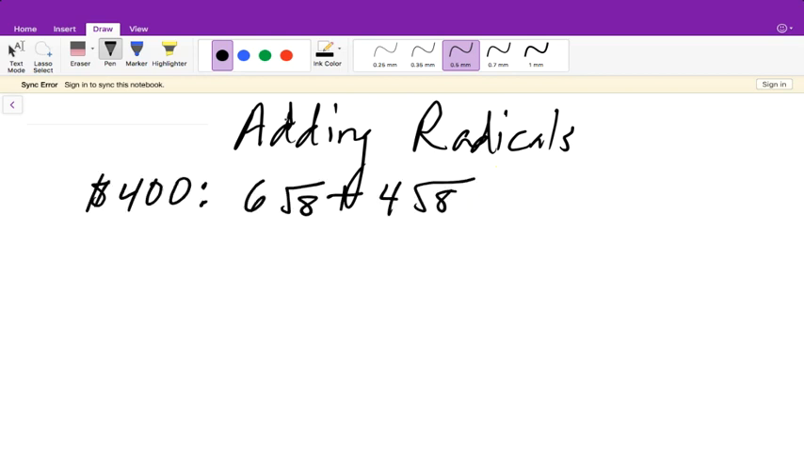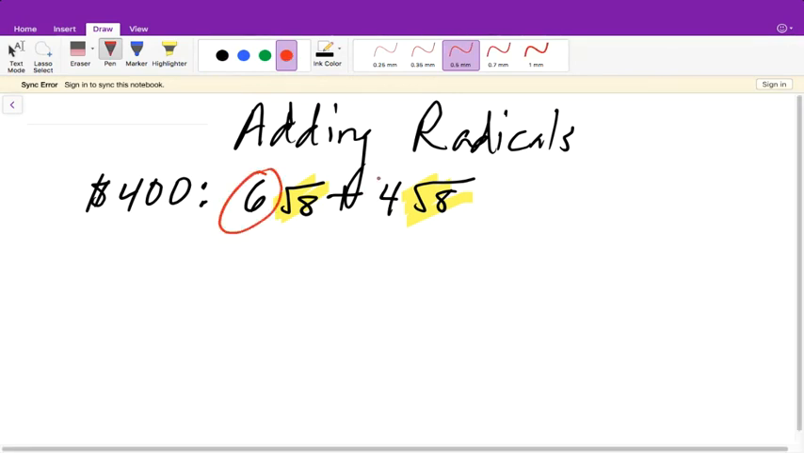All right, for this next one, we could look right away and say, oh, well, square root of 8 plus square root of 8, they are the exact same, so we can add the numbers out front. So 6 plus 4 will give me 10. However, just remember that whenever you are doing this, you are simplifying your radical completely.